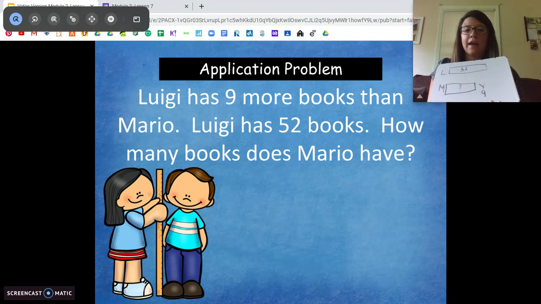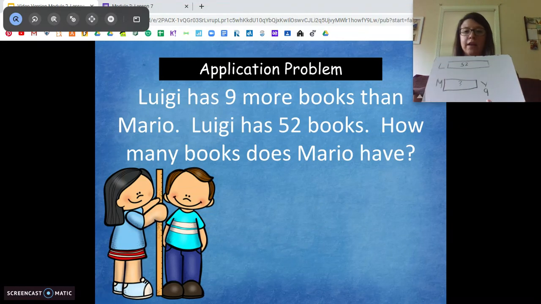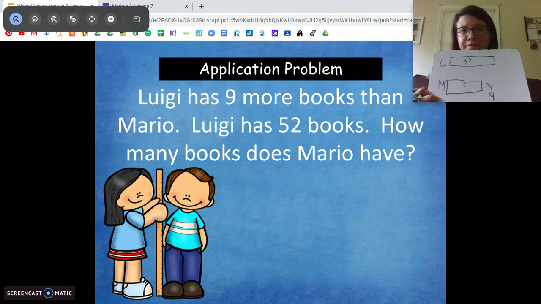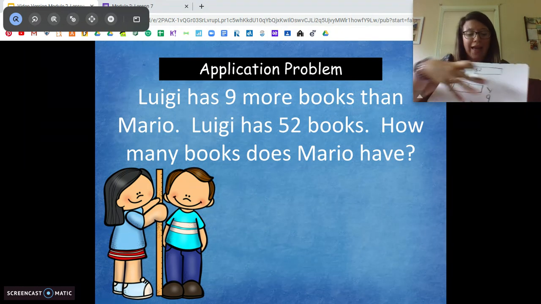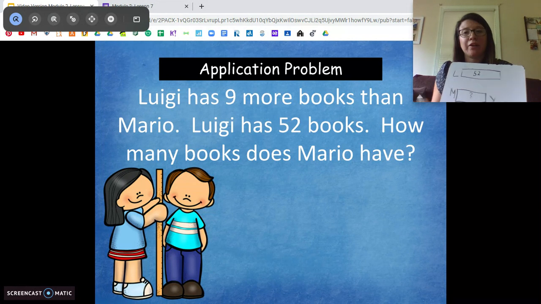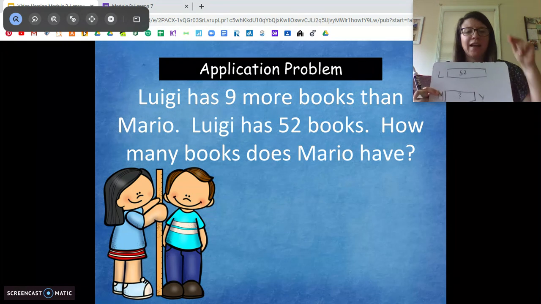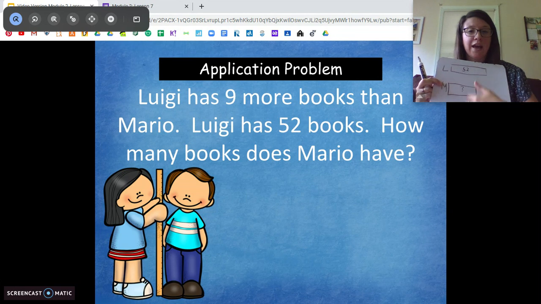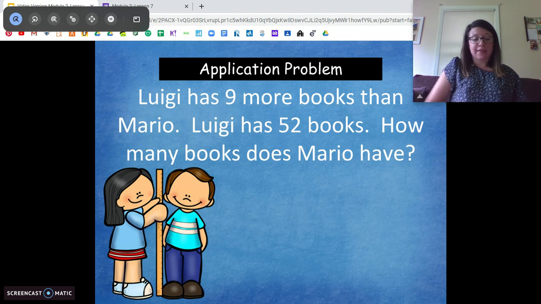Okay? So go ahead. Do you think we're going to add 52 and 9, or do you think we're going to subtract 52 and 9? Talk to someone at home about what you think and why. Or you can talk to me. What do you think? If we add them, we find out the total number of books that Mario and Luigi have together. Is that what the question is asking? No, right? It's asking how many books does Mario have. All we know is how many books Luigi has and how many books Mario has. But we have to subtract to find the difference.